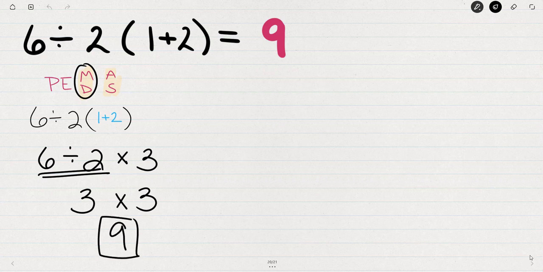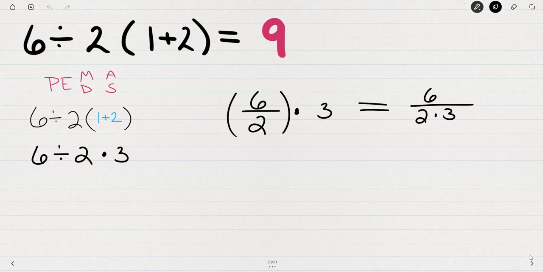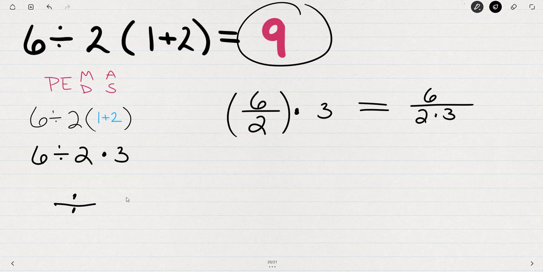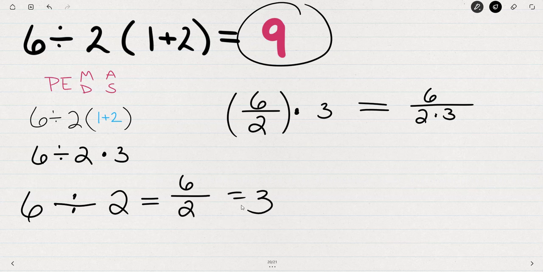Let me show you one other way that you might see this. Not another way to do the problem, because the answer is always 9. But let me show you another way that you might envision this problem. Did you know that this division symbol means fraction? So if I were to write 6 divided by 2, that's the same as 6 over 2, a fraction, 3. So if I rewrite this as 6 over 2, notice that that's not 6 over 2 times 3, right?